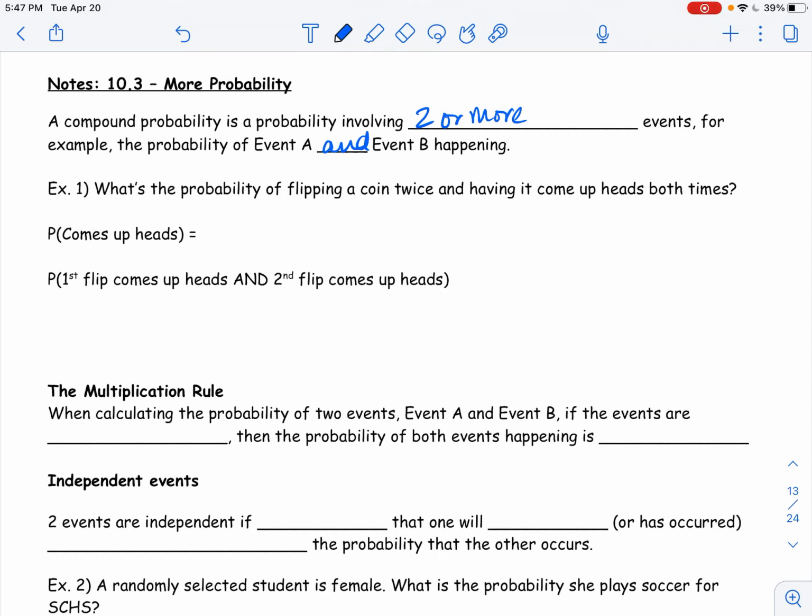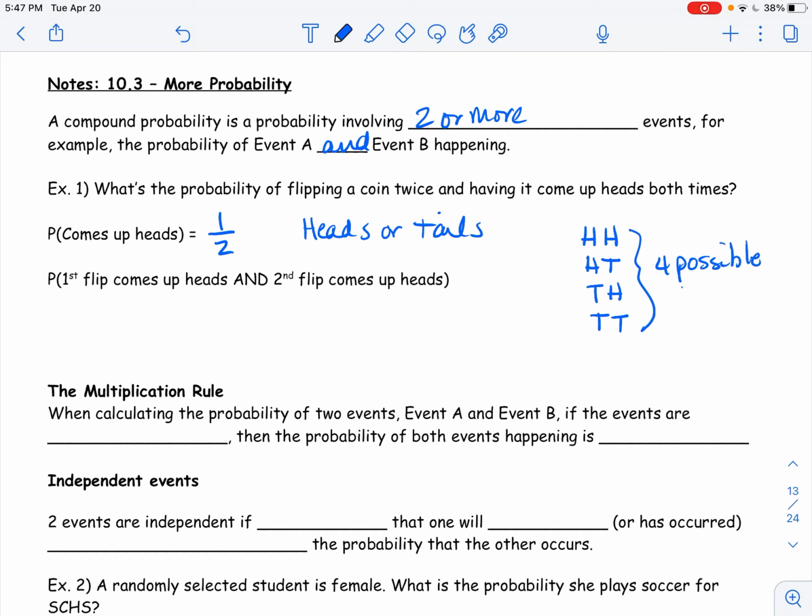Well, the probability of coming up heads is 1 out of 2. It's either going to be heads or tails. What is the probability the first flip comes up heads and the second flip comes up heads? So let's take a look at all the options. If I were to flip the coin, I could have 2 heads, or I could have heads and tails, or tails and heads, or tails and tails. So if I flip twice, there are 4 possible outcomes.